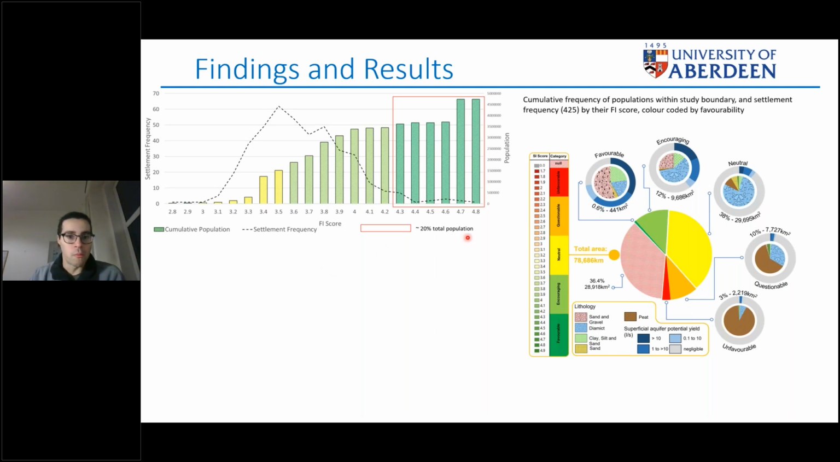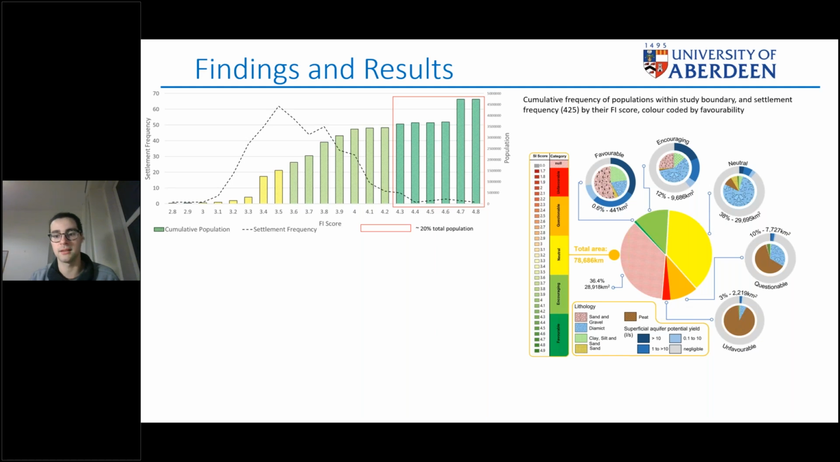By looking at population distribution alongside the favourability index map, we can see that 20% of the population live within this highest FI category, and approximately 60% live within the encouraging and favourable categories, which are these two smaller sections here. And this is despite these categories, if you remember, forming just 0.6 and 12.6% of the total land area, respectively.